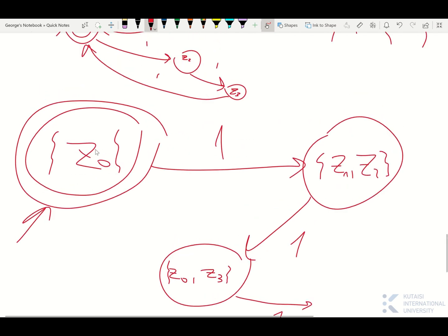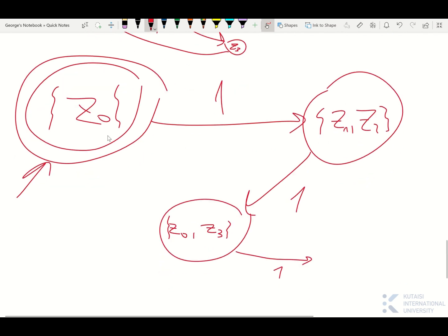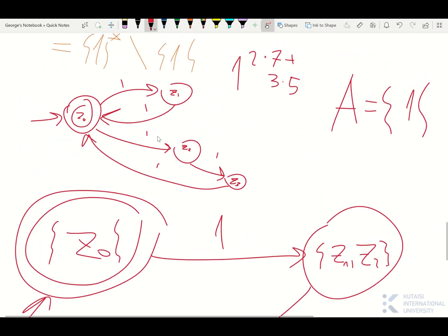Yeah, but this is not the same. This is the state called Z0, and this is the state called Z0, Z3. It's just a name. Imagine there is nothing written here. Imagine you don't see anything. Then the name is just the state. The reason I'm naming it this way is so that you see how I build this from the NFA.